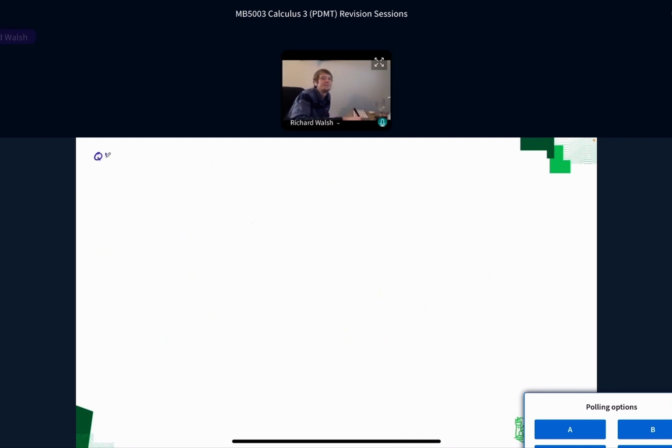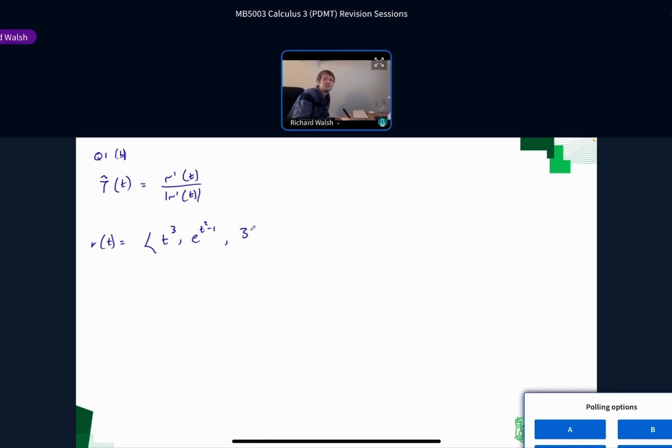So 1b. It says to find the unit tangent vector. So our formula for that is there. We're given r of t. No harm in going through it again. R of t is t cubed, e to the t squared minus 1, 3t plus 5.